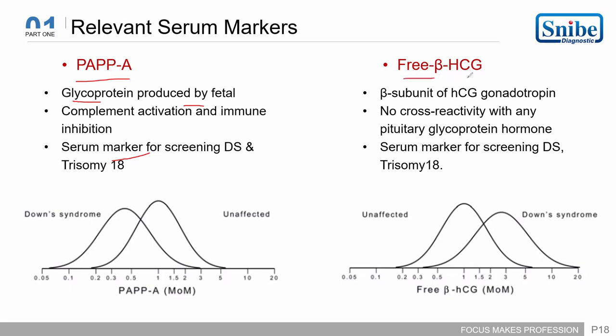If we talk about free beta HCG, basically it's a subunit of human chorionic gonadotrophin. There is no cross reactivity with any pituitary glycoprotein hormones, and it's also a specific marker for the screening of Down syndrome along with trisomy 18. So these are the free beta HCG values in affected cases. This is the curve, and in Down syndrome the value of free beta HCG looks like this.